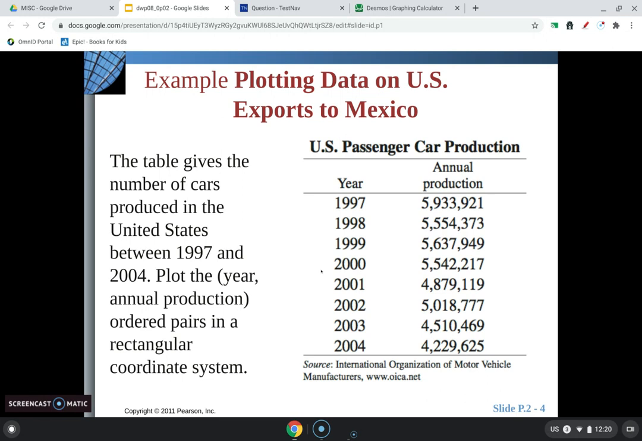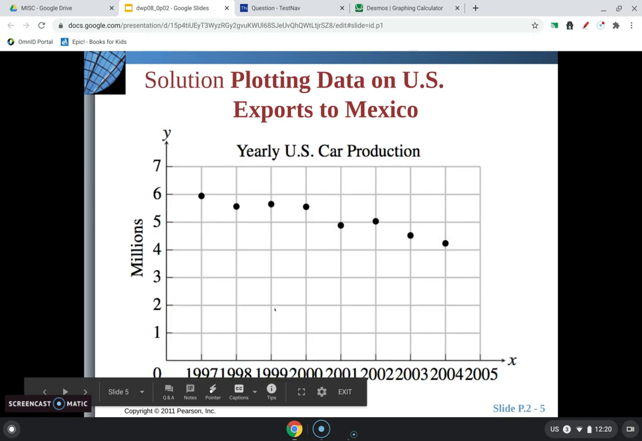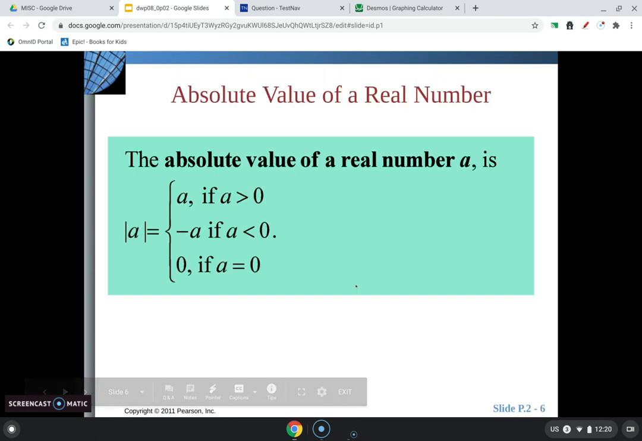To plot a scatter plot, if you're asked to do that, which I believe you are, you're going to want to put X first, Y second. You can estimate. Obviously, these don't have to be perfect, but you would put the years as the X-axis, and then you'd want to go up by millions for the Y-axis, and then you plot each point. Just a basic scatter plot there.